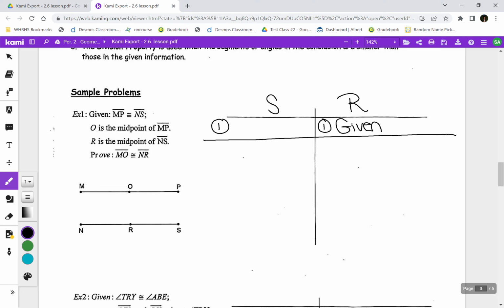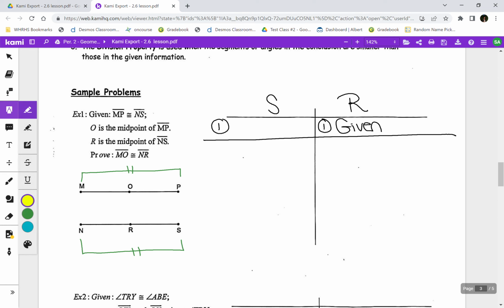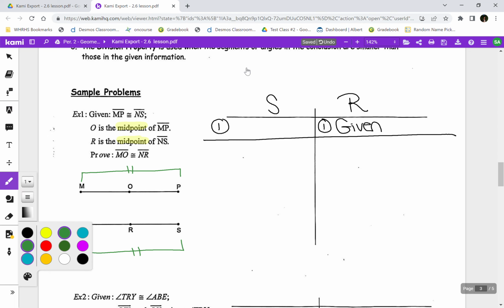All right, given MP is congruent to NS. So MP is congruent to NS. Now I'm scanning real quick. What do you think should be jumping out at me since I'm scanning my given? Sam. Good. We have the double use of the word midpoint. Anytime you have double use of any of those dividing words, in the back of your head, you should be thinking, okay, I'm going to use multiplication or division in this proof.